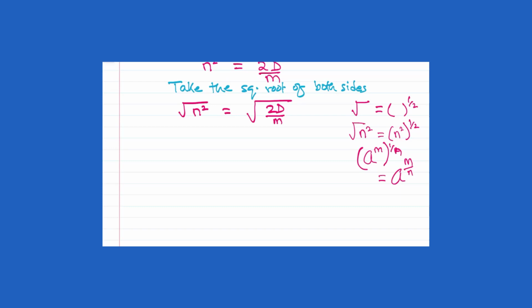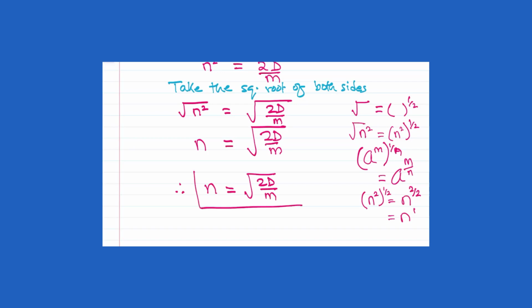So in this instance, we apply the same concept. We have n squared to the power of half, and that becomes n to the power of 2 over 2, and n to the power of 1. So that square root takes this away, and we have n, and we are left with 2d over m. So therefore, our final answer for variable n, or the formula we just created, will be 2d over m. And now you have the formula. So you can see what you've just done very briefly.